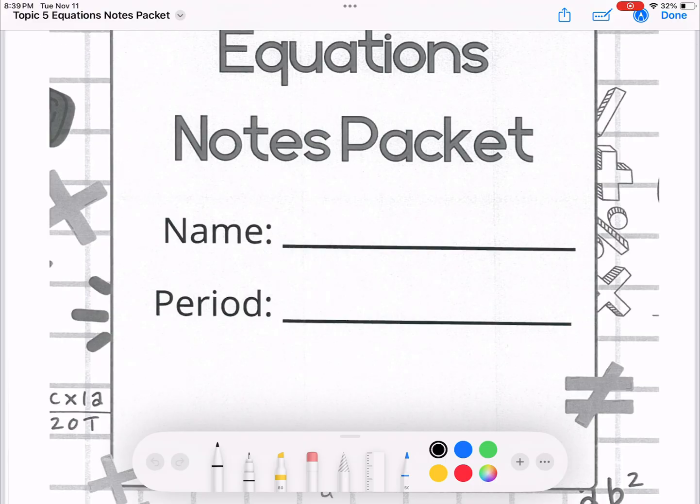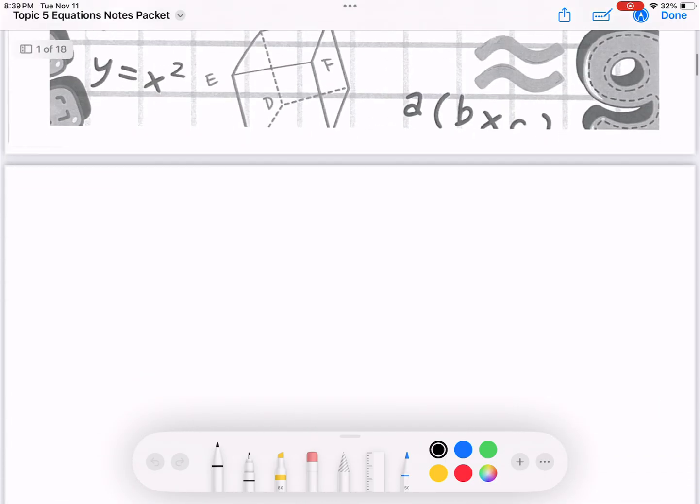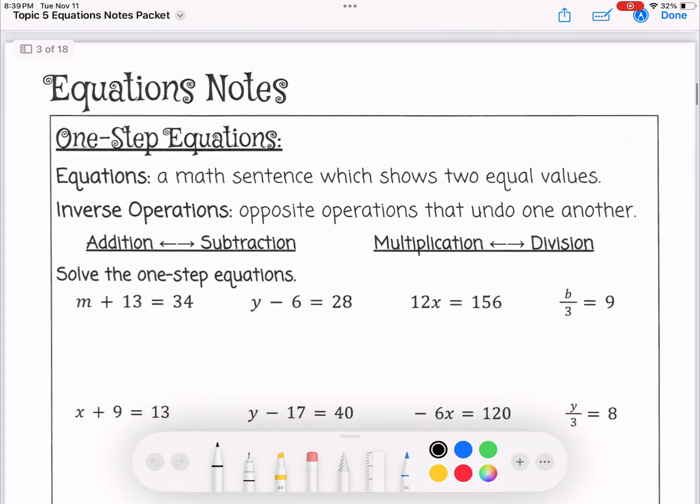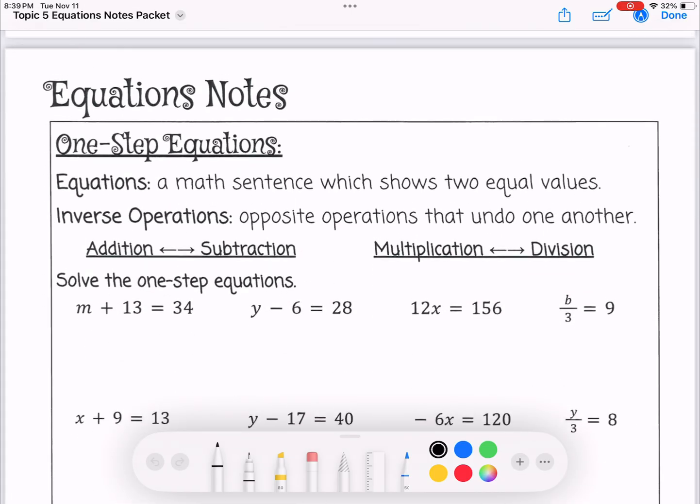All right, guys, welcome to topic 5 on equations. This is our notes packet, and I'm going to walk you through solving some one-step equations. Don't forget to put your name and your class period on it so you don't lose it, because we're going to keep using it.